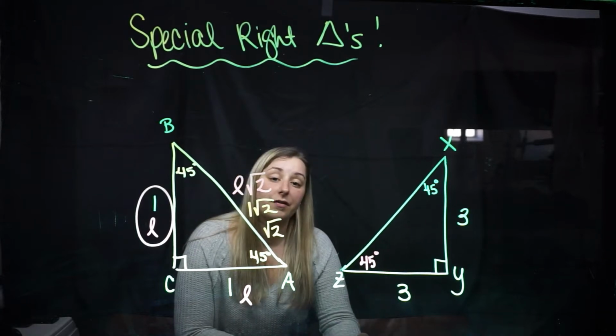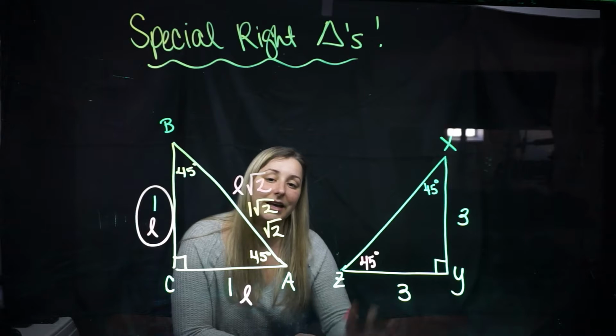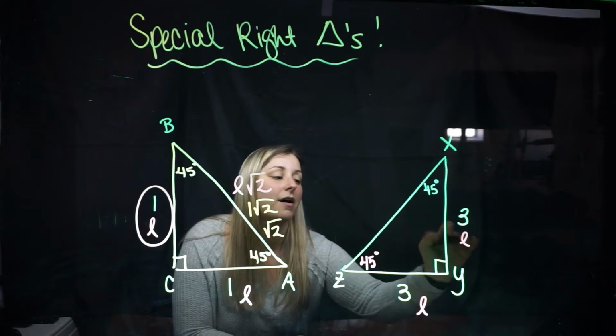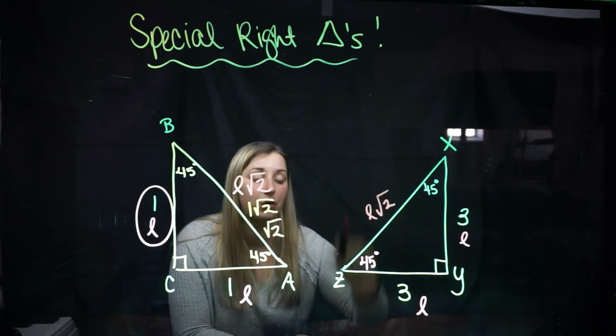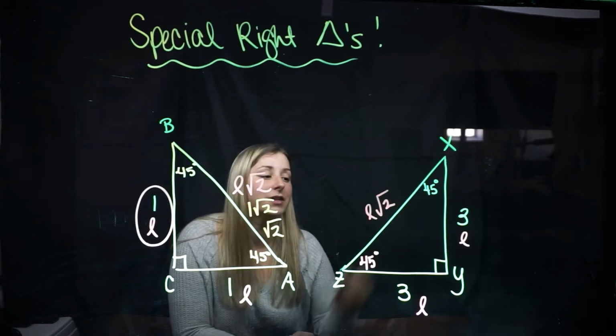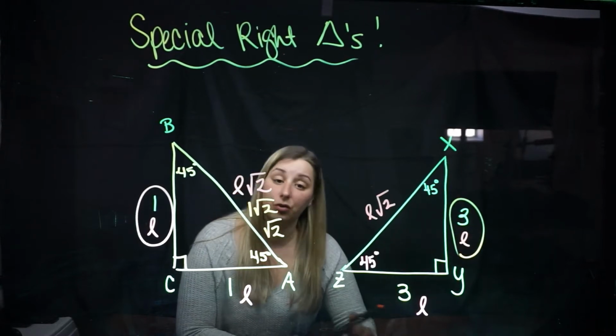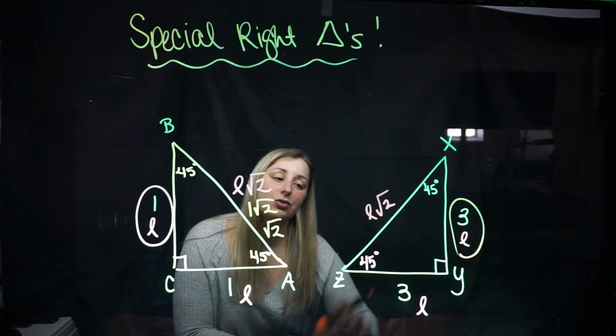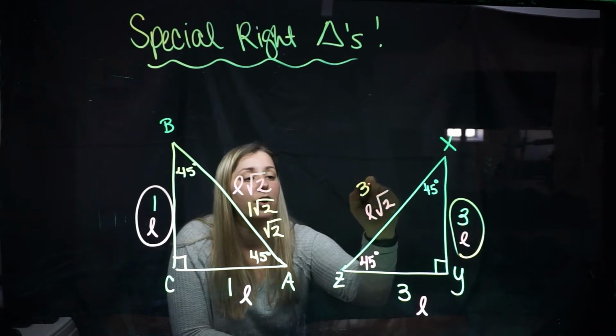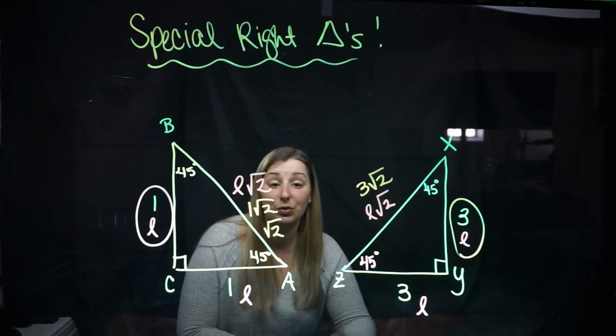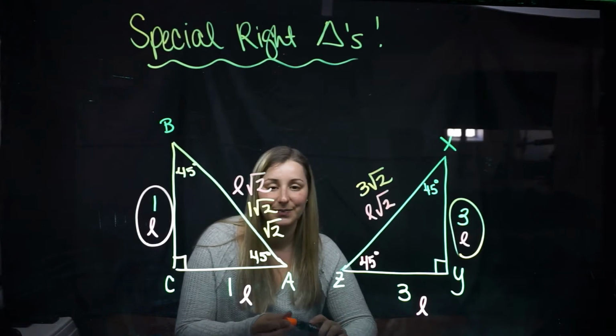Now, our 45, 45, 90 triangle, remember the side lengths are in ratio of L, L, and then L rad 2. So we always circle what we have. Now, in this case, we have L is 3. Well, if L is 3, just substitute that in here, right? 3 rad 2. So 3 rad 2 would be the length of that hypotenuse.